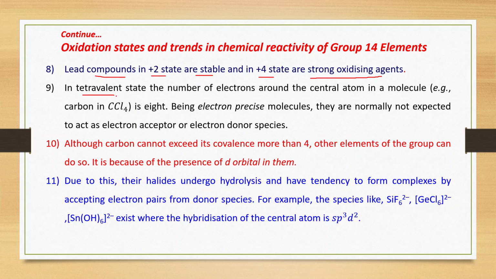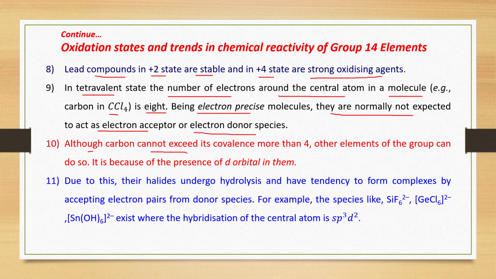In tetravalent state, the number of electrons around the central atom in a molecule, for example carbon in CCl4, is 8, that is octet is completed. So these are electron precise. Being electron precise molecules, they are normally not expected to act as electron acceptor or electron donor species.